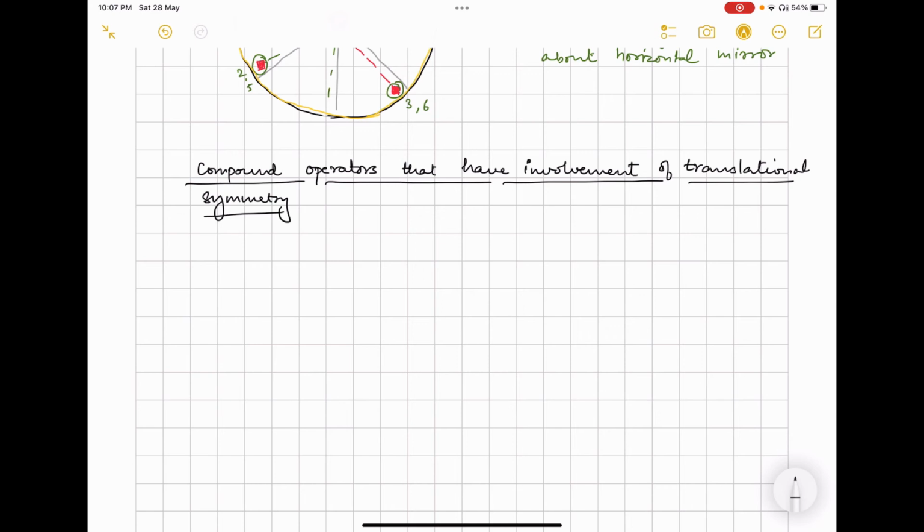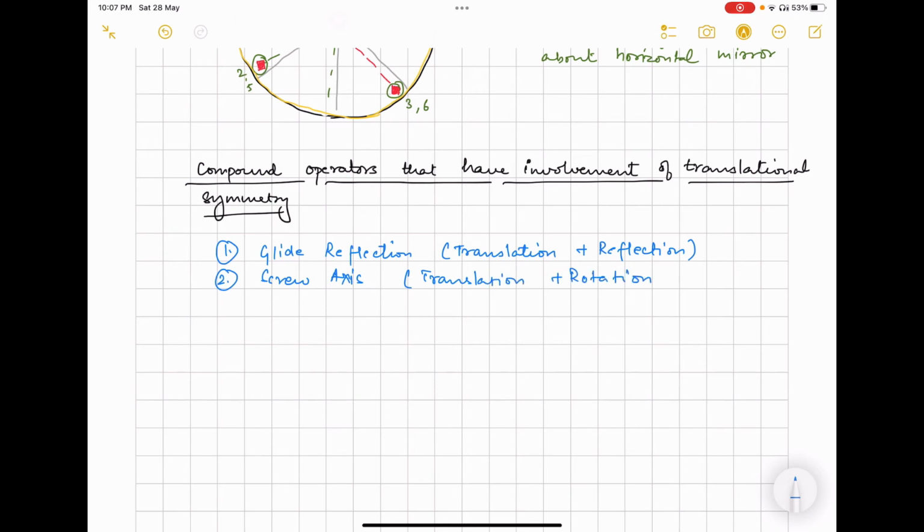So, such compound operators are number 1, glide reflection or glide plane, and number 2 is screw axis. This is translation plus reflection, whereas screw axis is translation plus rotation. So let us first look at glide reflection.